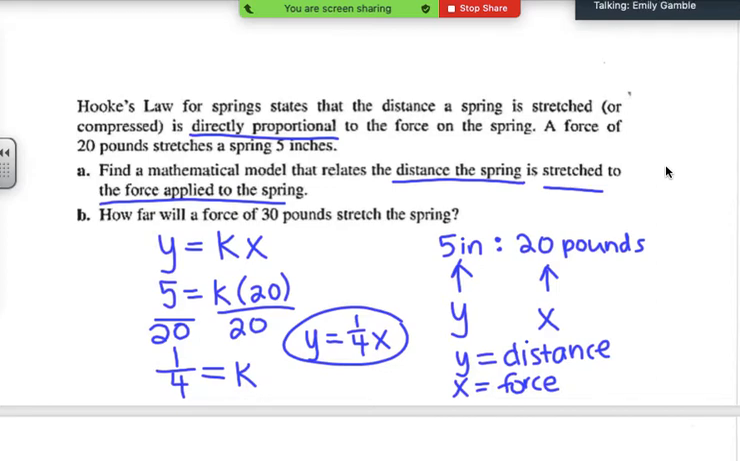And then for letter B, it's asking us to figure out how far a force of 30 pounds will stretch the spring. So what we would do here is use our equation, and we know that y is distance. That's what we're looking for in this problem, and x is force. They tell us that it's 30 pounds. So I would take the x and replace it with 30 and figure out what the distance is.